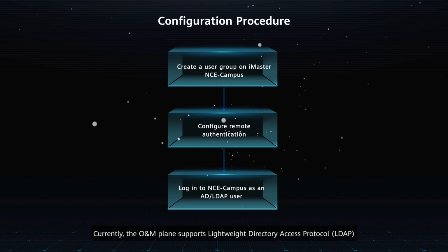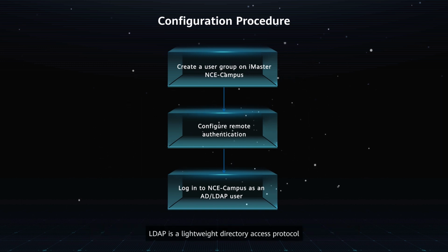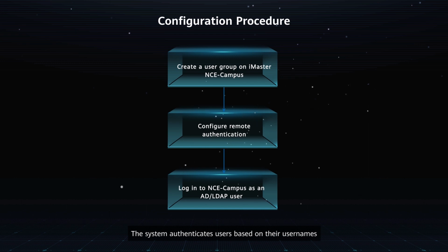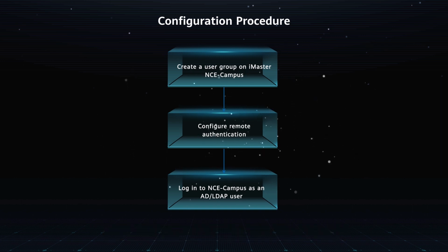Currently, the O&M plane supports Lightweight Directory Access Protocol, that is LDAP, and Remote Authentication Dial-In User Service, that is RADIUS, for AAA authentication. LDAP is a Lightweight Directory Access Protocol. It supports multiple authentication modes. The system authenticates users based on their usernames and passwords, or in Transport Layer Security mode, that is TLS mode. Users can configure login information on an LDAP server, and user authentication is performed by the LDAP server during login.